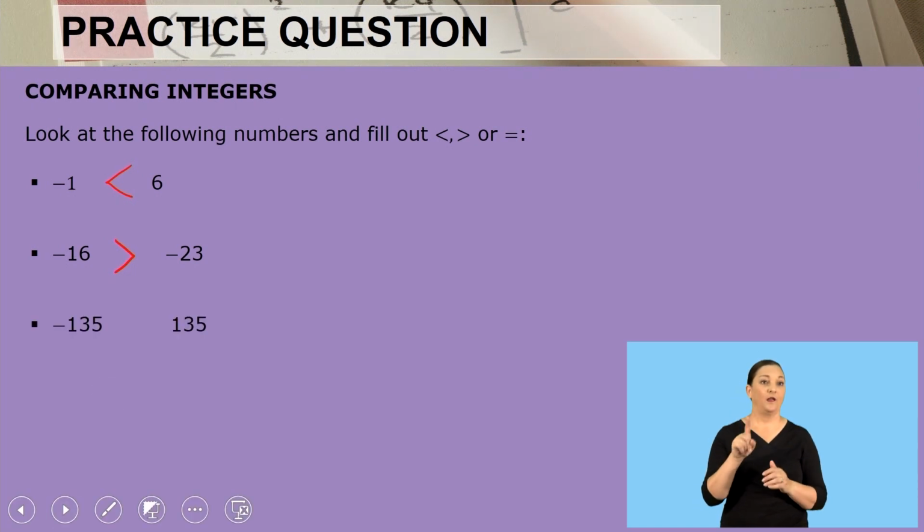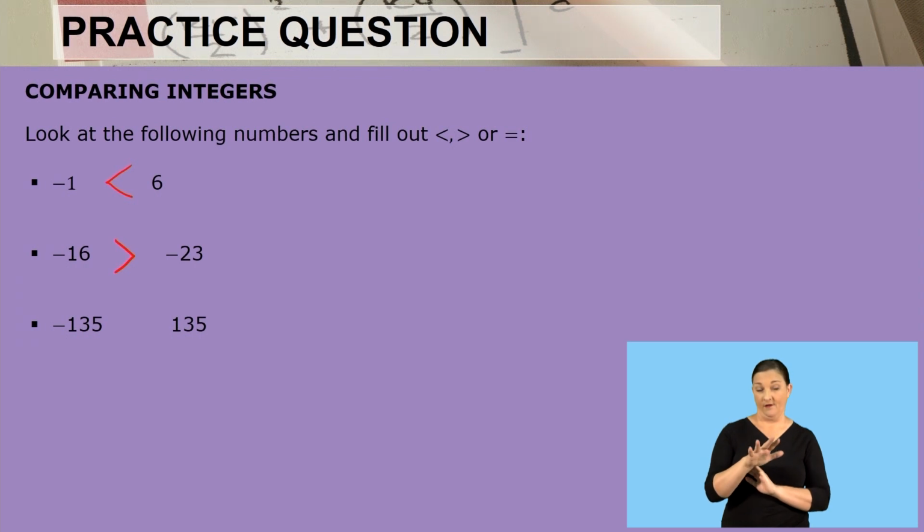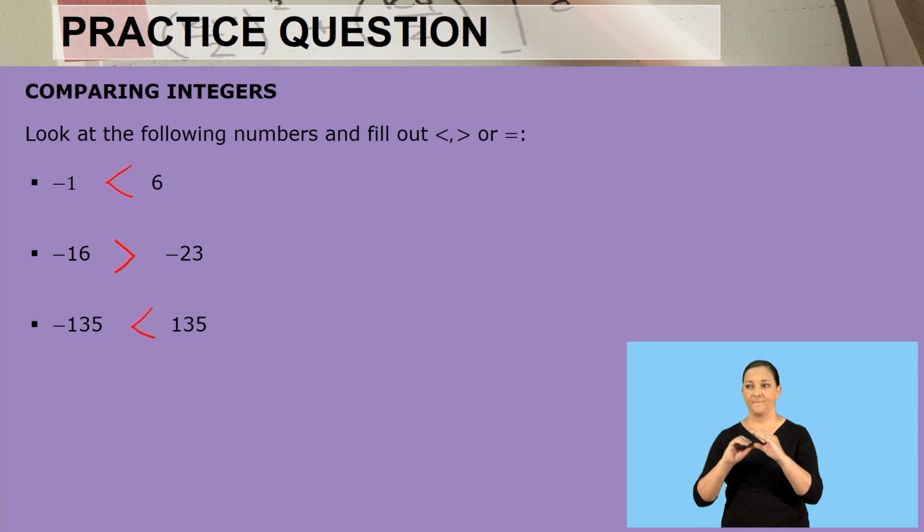What about negative 135 and 135 that is positive? Which one is bigger and which one is smaller? Now, they might look like the same value, but remember, on the number line, the positive numbers are on the right and the negative numbers are on the left. So this means that the positive 135 is actually bigger than negative 135.